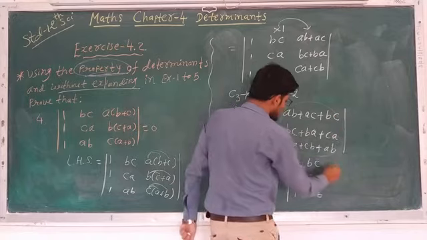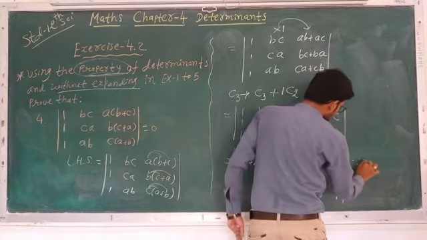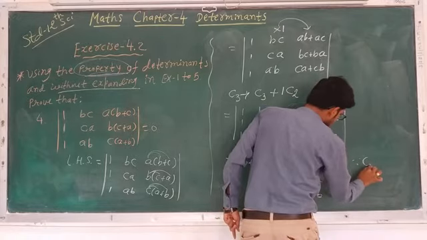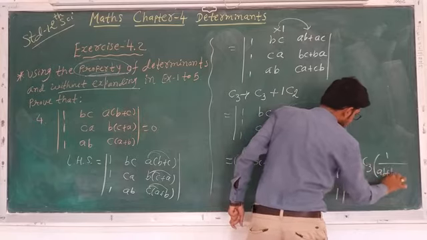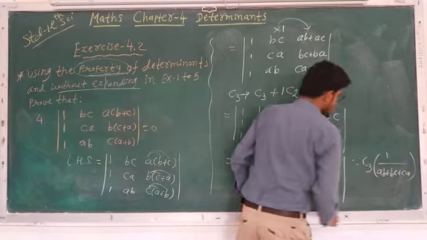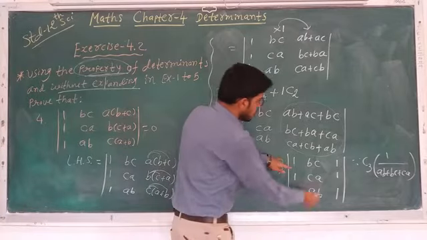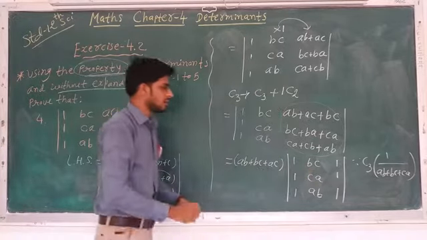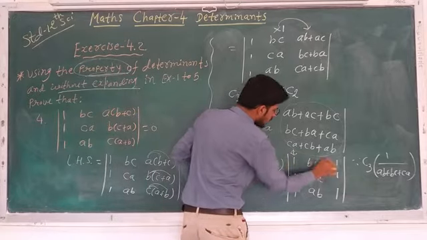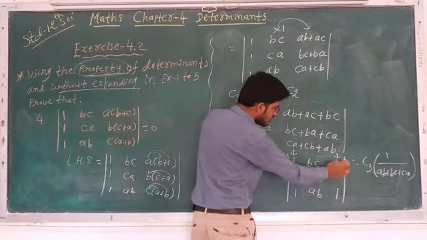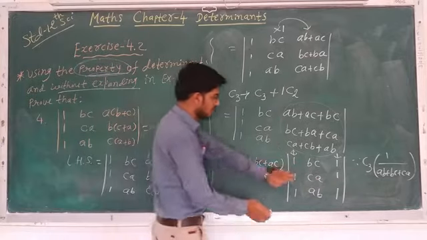So the remaining terms are only 1 1 1 1, because C3 in bracket 1 upon AB plus BC plus CA, which is the symbol for finding common. Okay, so what is the value of this determinant? Again I will repeat. Here the first and third columns are the same, 1 1 1 1 1 1. So the value of this determinant will be 0.